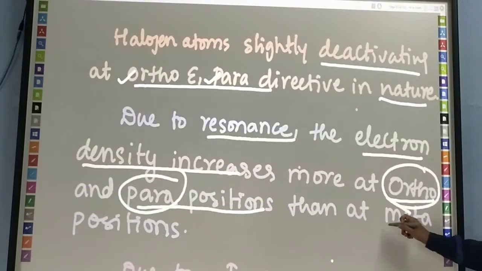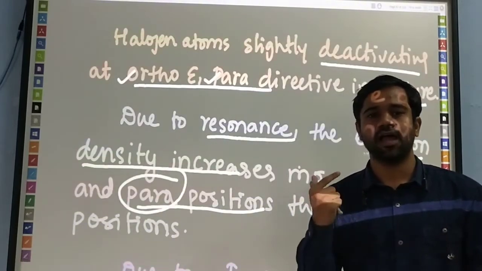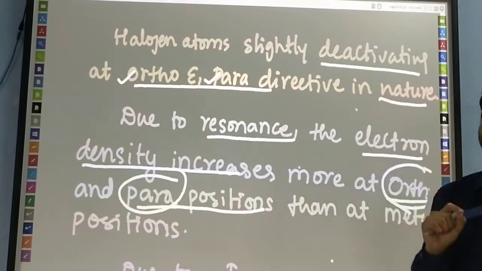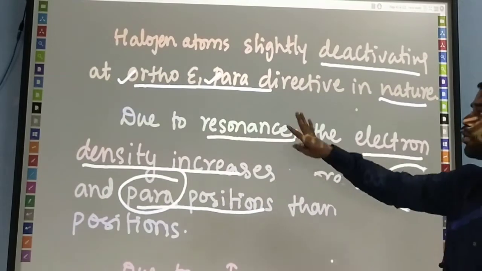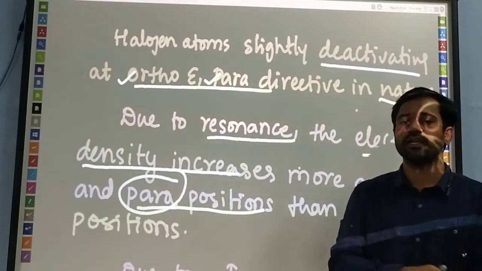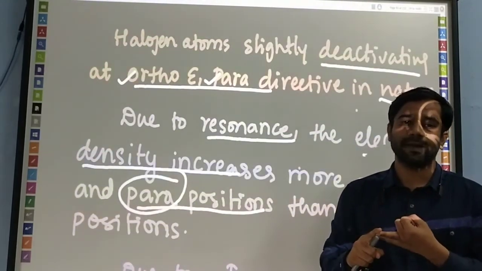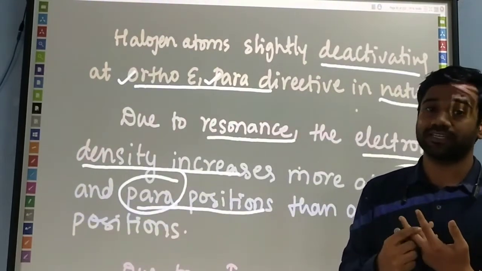We already know that there are three positions on the benzene ring, known as ortho, para and meta. The electron density increases only at the ortho and para positions. In this chemical reaction, we are only going to discuss the ortho position and the para position, not the meta position. What is the reason for that?